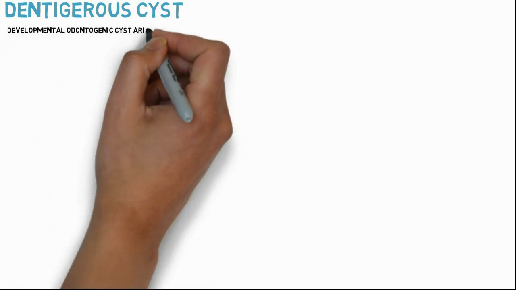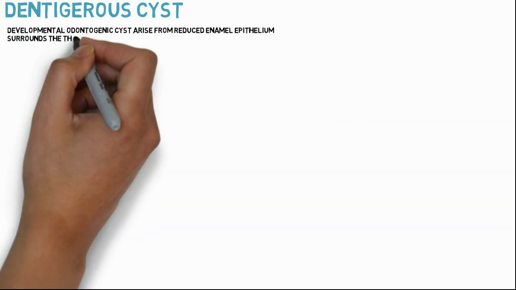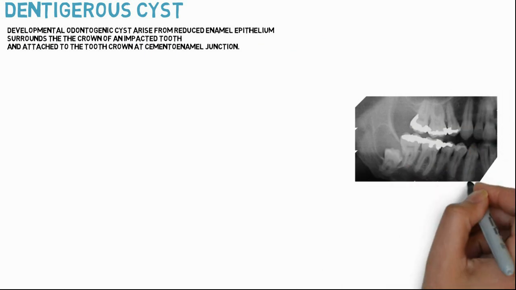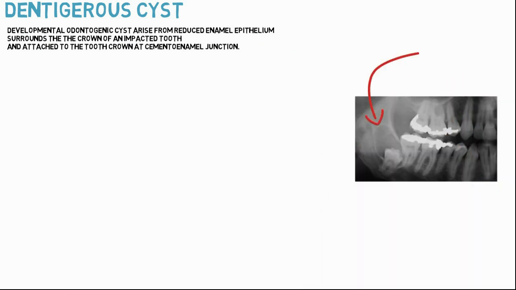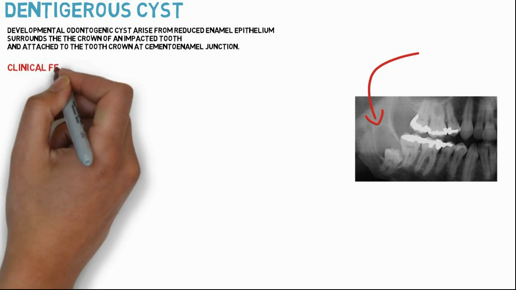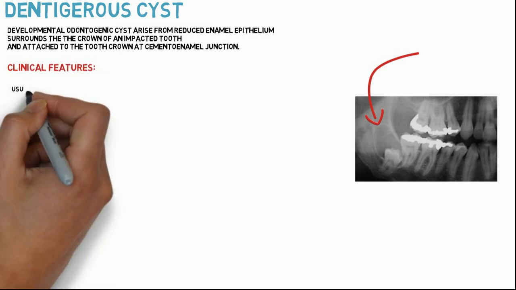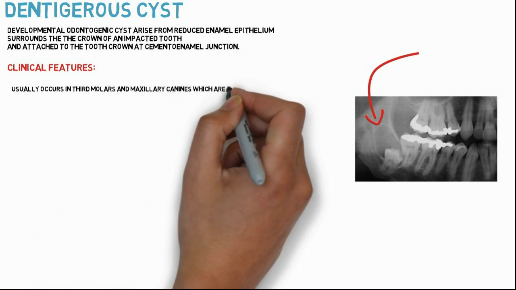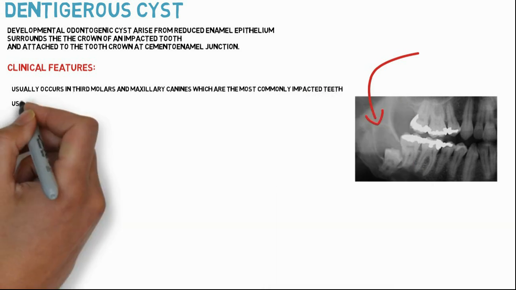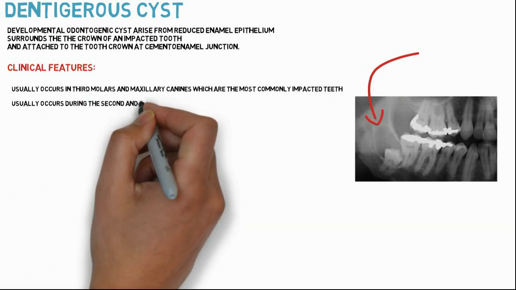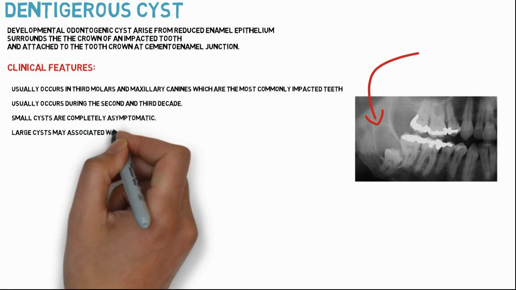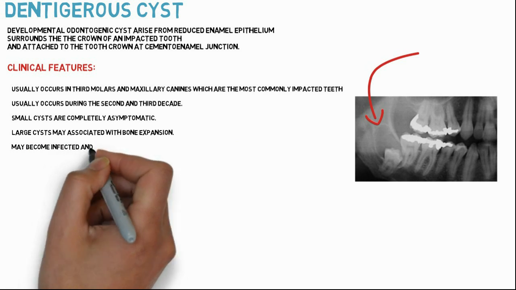Dentigerous cyst. A developmental odontogenic cyst that arises from reduced enamel epithelium, surrounds the crown of an impacted tooth, and is attached to the tooth crown at the cementoenamel junction. Clinical features: it usually occurs in third molars and maxillary canines, which are the most commonly impacted teeth, usually during the second and third decades. Small cysts are completely asymptomatic. Large cysts may be associated with bone expansion. It may become infected.